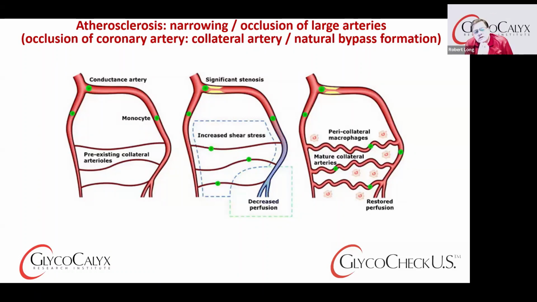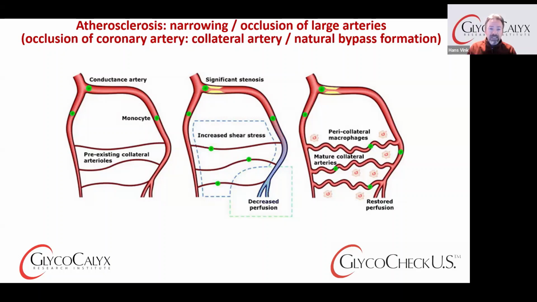Well, just a question. So theoretically, if a person was able to strengthen their systemic glycocalyx, it would increase potentially the ability to make those pre-existing collateral arterioles become effective again.